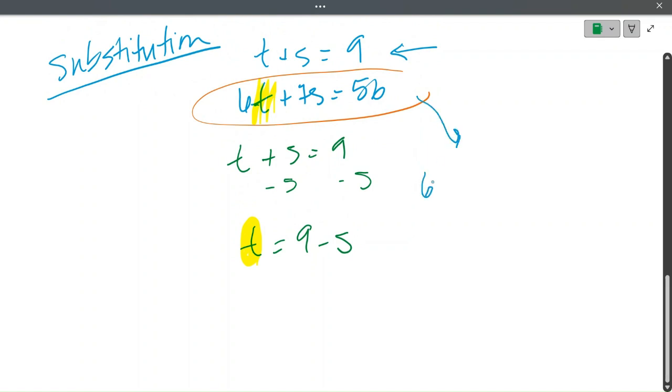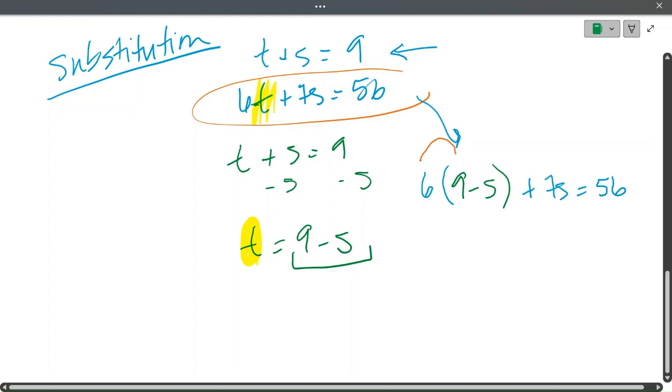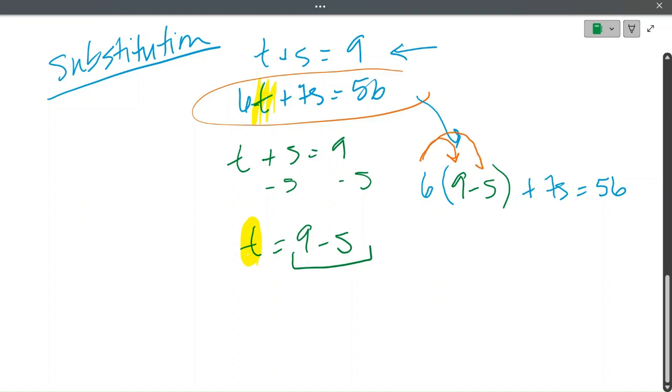So I'm going to say 6 times, and now here's what goes in. For t, I'm putting in 9 minus s. Those parentheses are important, so don't drop those. Plus 7s equals 56. If I did this right, the only variable in my equation should be s. So let's go ahead and double check that. So I'm going to distribute this 6 to every term in the parentheses. So 6 times 9 is 54. 6 times negative s is negative 6s. Be careful not to drop that negative sign.